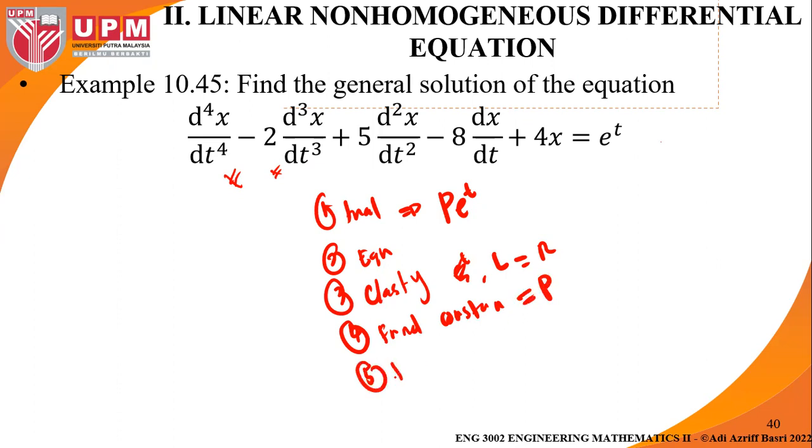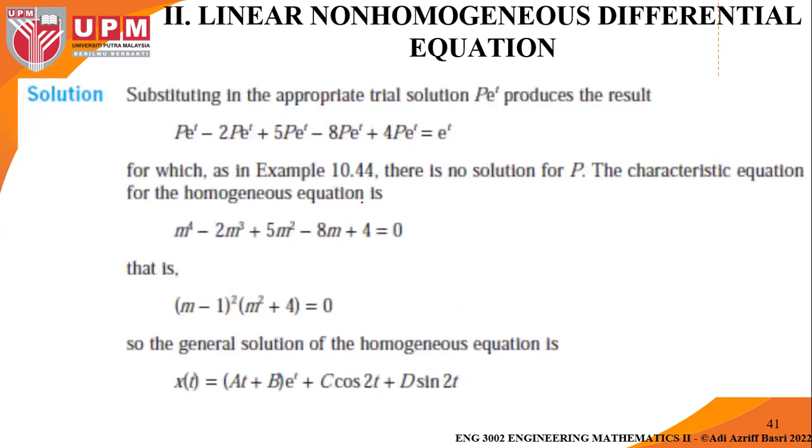5, finalized equation. Okay, so this is the 4th step. First we go for the trial. So we know this is exponent T. We use our trial, which is P exponent T.